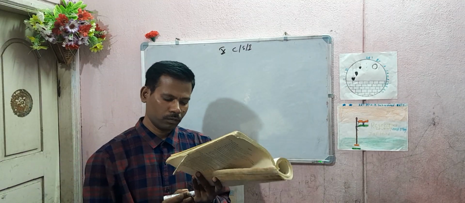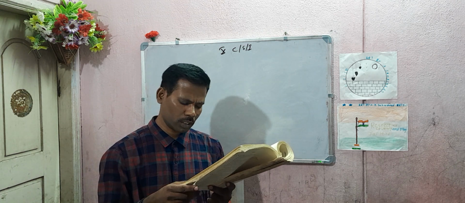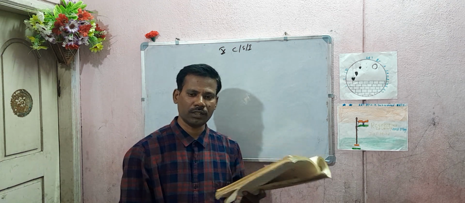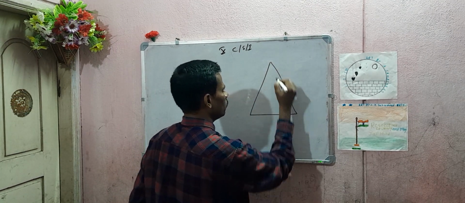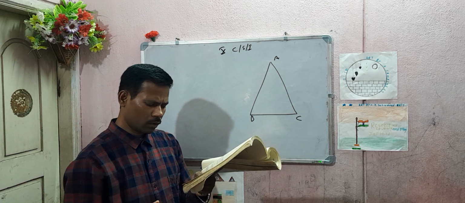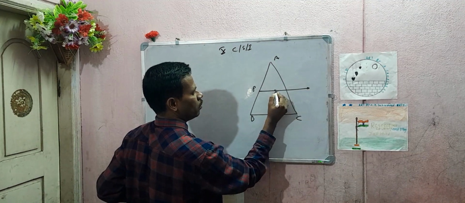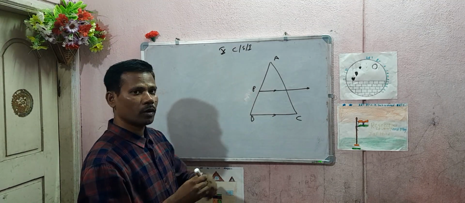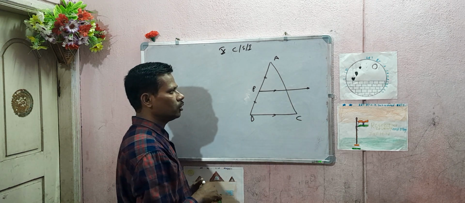Using the basic proportionality theorem, prove that the line drawn from the midpoint of one side of a triangle parallel to the other side bisects the third side. You have to use the basic proportionality theorem. Very simple, students.